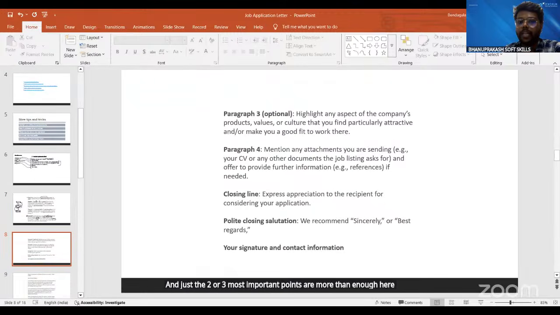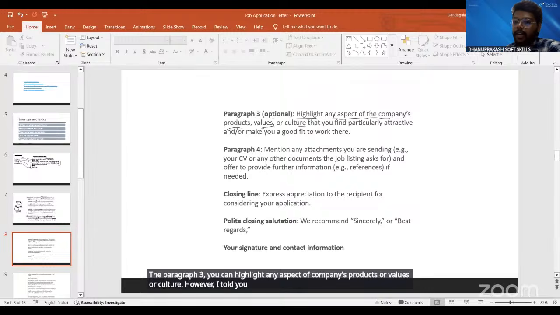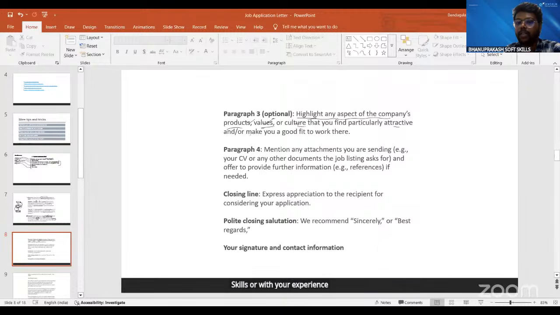And paragraph 3 is optional; if you really want to add it, you can add it here. In paragraph 3, you can highlight any aspect of the company's products or values or culture. However, I told you, you should research the company, based on which you will find information like their products, values, culture, right? So you can align the same information with your skills or with your experience, so that you make yourself a good fit to work there.